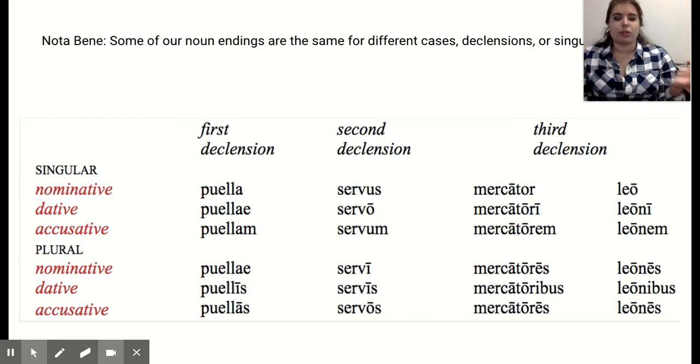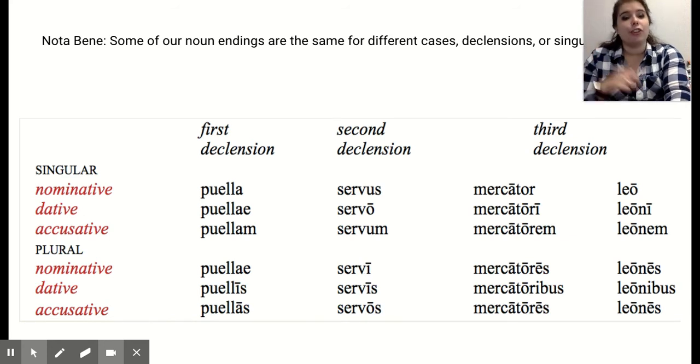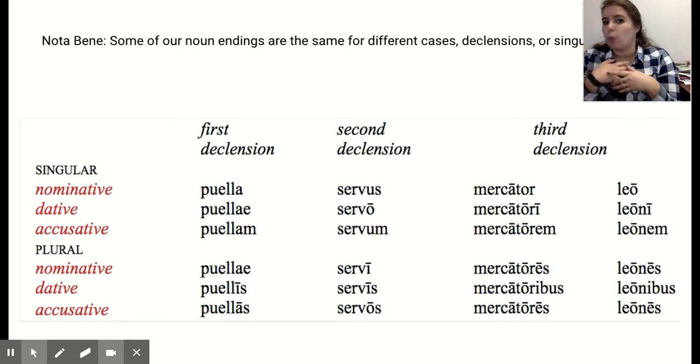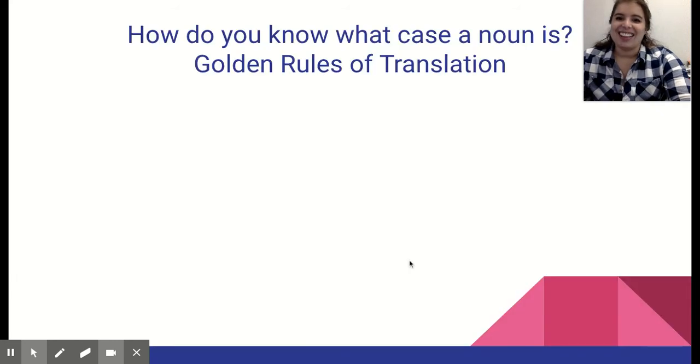This is one of the reasons why I've been having you learn noun forms in their dictionary entry, because that second form will tell you what declension a noun is. If you know what declension a noun belongs to, you'll know immediately if it's a dative singular or nominative plural. But if you can't remember what declension a noun belongs to, we've got some other tricks to help you figure out in a sentence what case a noun might be. So that's this next thing.